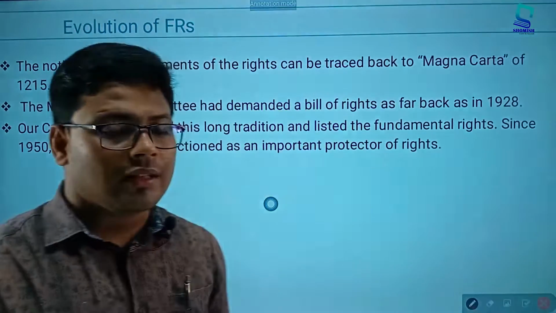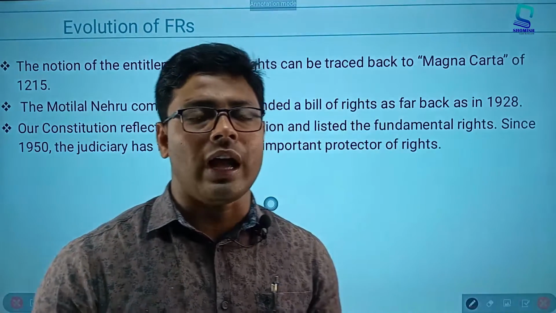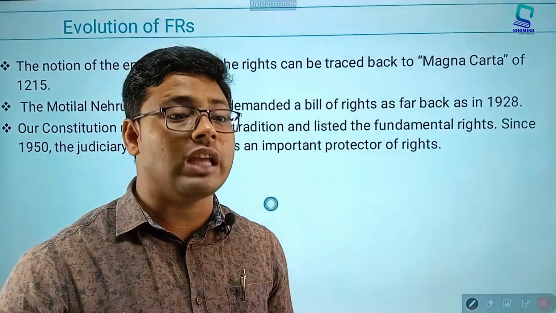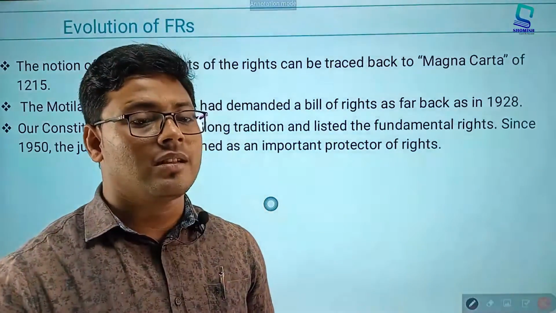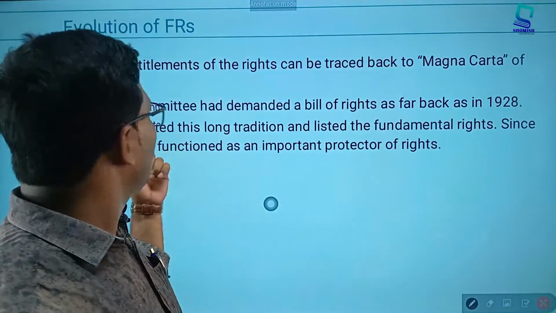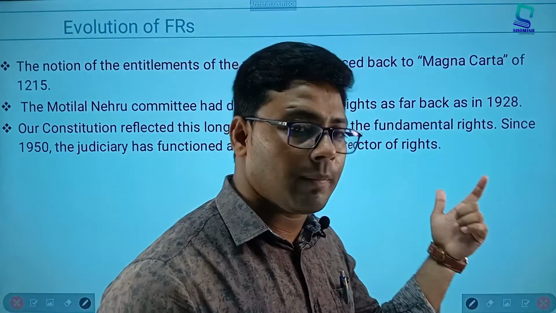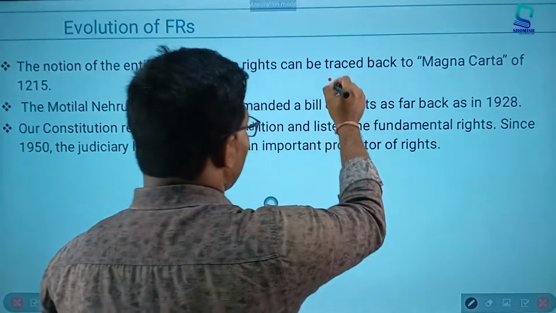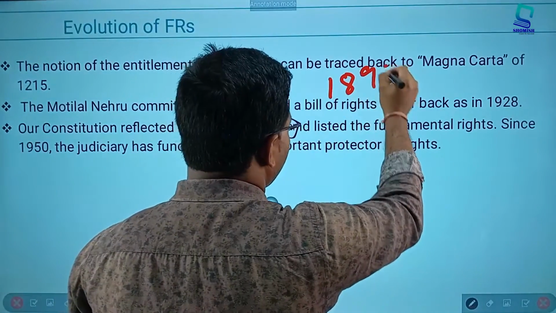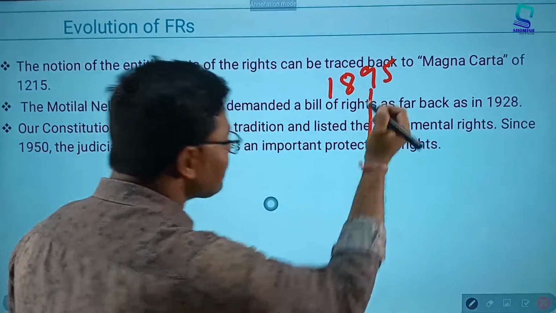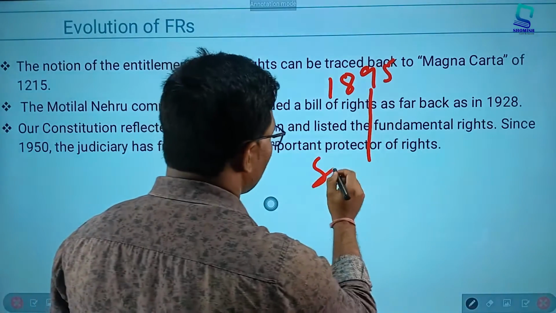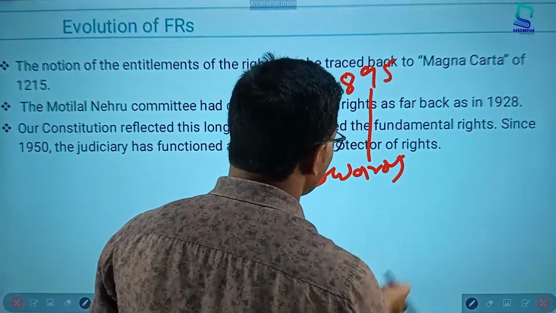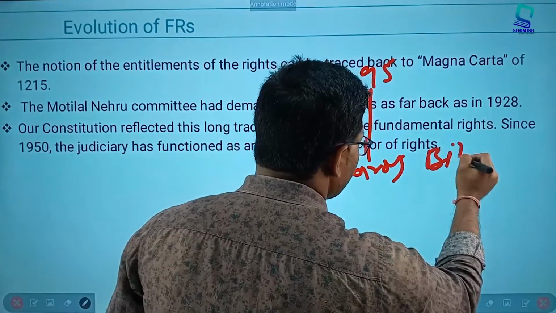The conception of India's fundamental rights, if I speak of its evolution, is inspired from the Magna Carta of 1215. Thereafter, in 1895, one bill was introduced by Bal Gangadhar Tilak, and the bill was the Swaraj Bill.